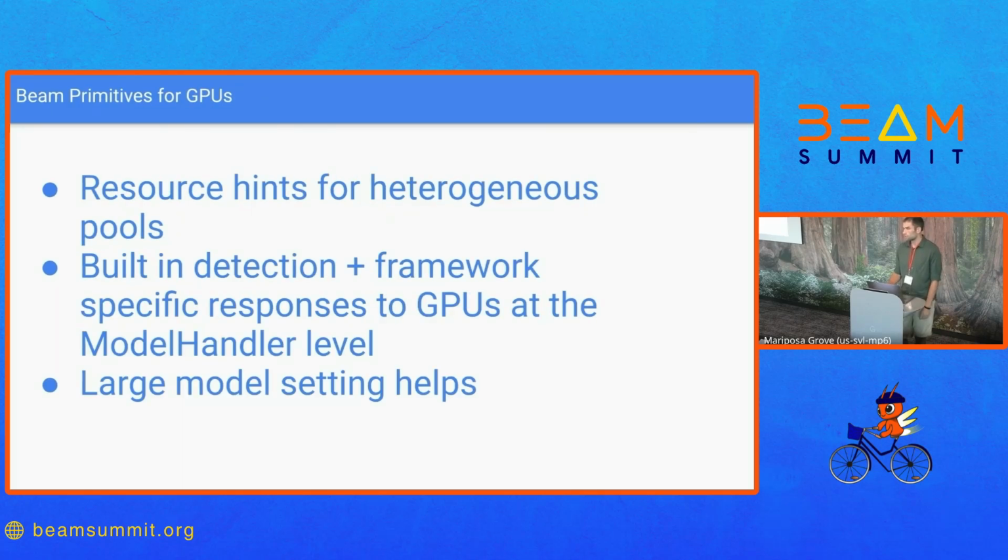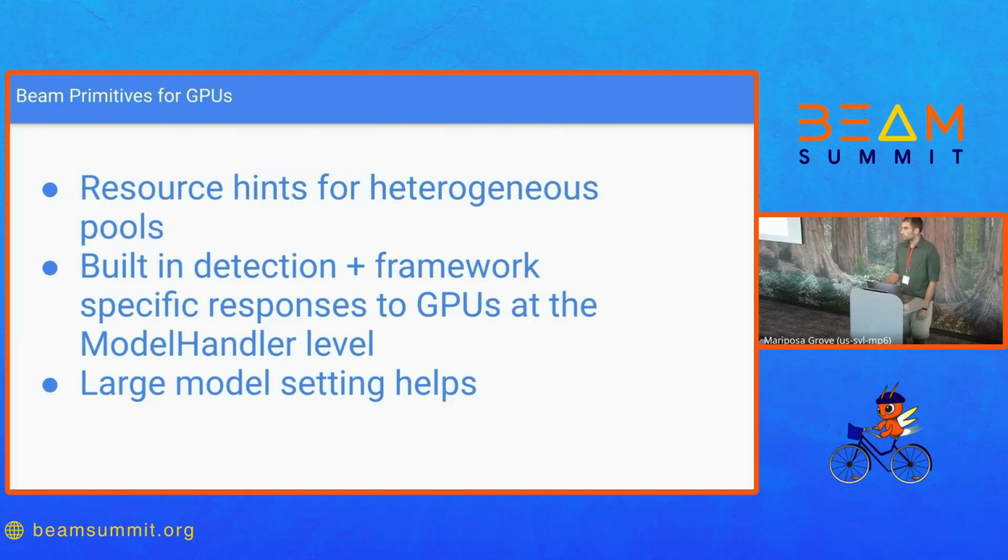Beam's got a bunch of different primitives for making this part easier. And one is something called resource hints, which allows you to say, I just want to use a GPU for this part of my pipeline, and I want to use a CPU for the rest. That can be really helpful for driving down costs. Especially if you've got a big pipeline, it is really expensive to use a GPU for the whole thing, but it's a lot cheaper if you just need it for a certain part.